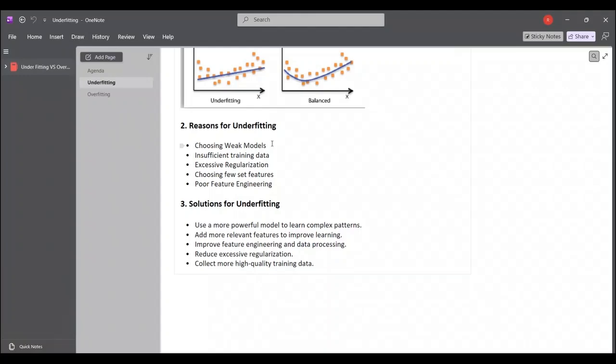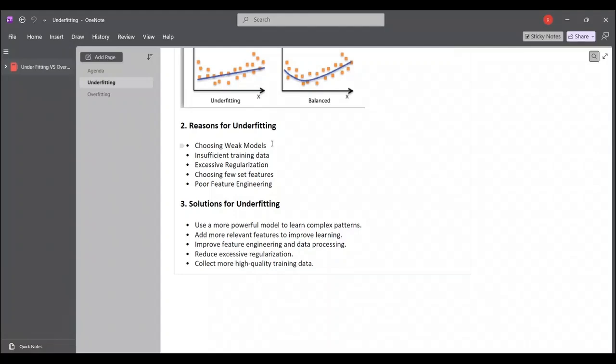Excessive regularization is another common cause. Regularization is used to prevent overfitting, but if it is applied too strongly, it restricts the model from learning important patterns. Poor feature engineering is also responsible for underfitting. If the input data is not properly prepared, cleaned, or transformed, the model may struggle to identify meaningful relationships.